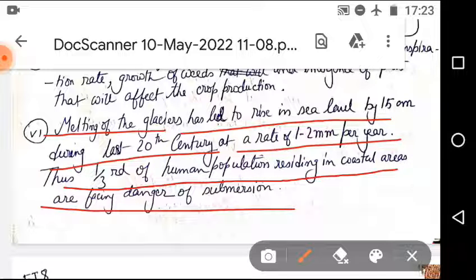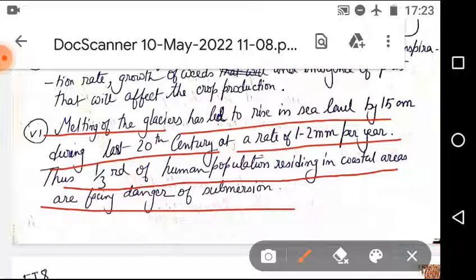So the glaciers are going to melt. Glaciers are purely made up of ice. They are not like the normal ice that we used to see in the refrigerator. They are pure ice, that means their molecules are so tightly packed, so strong they are. So those glaciers are going to melt down, and they have been melting during the last 20th century.